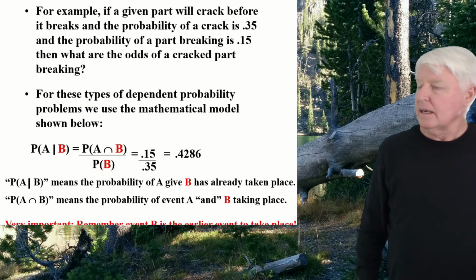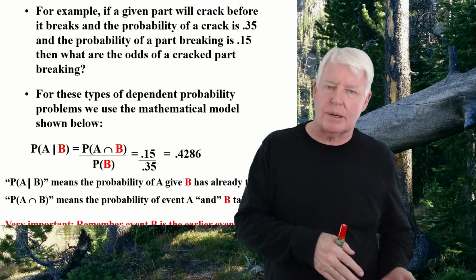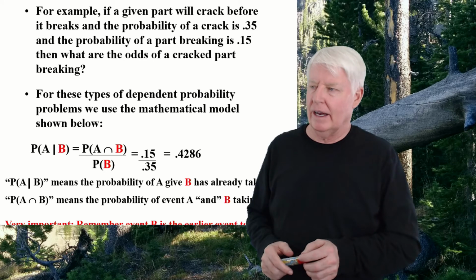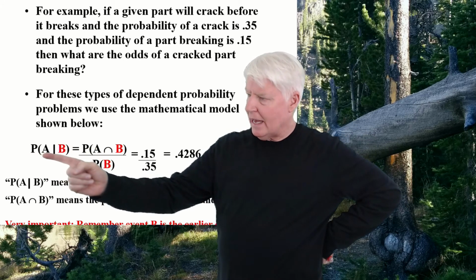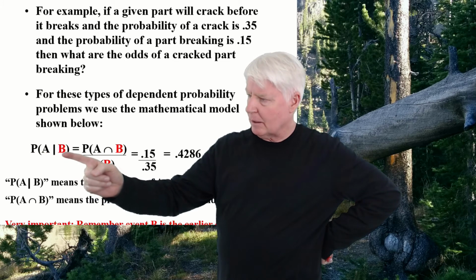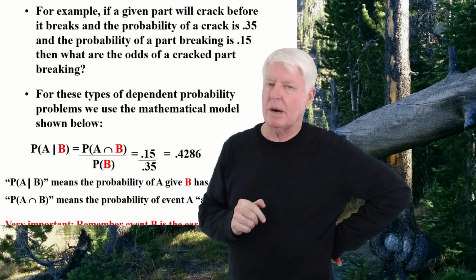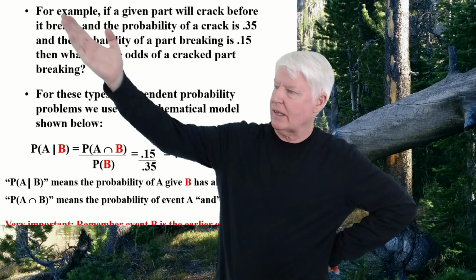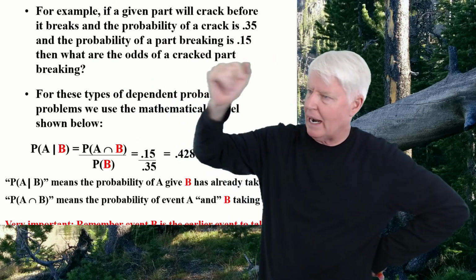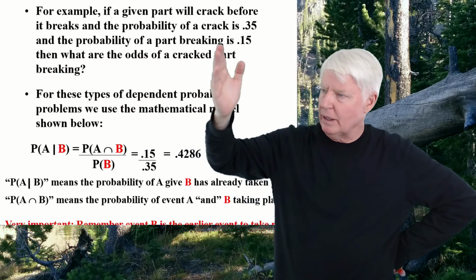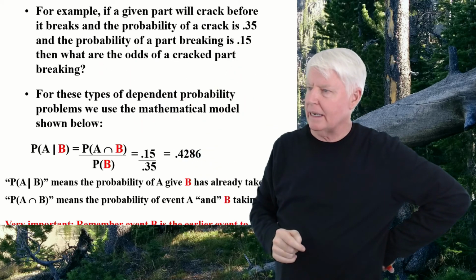Okay, now we're going to do the one where it's an and statement, but the assumption of independence is not met. Now we're going to divide. And remember how this problem works. It says the probability of A given B has already taken place equals the probability of A and B taking place divided by the probability of B. Now let's read the example problem. If a given part will crack before it breaks, and the probability of a crack is 0.35 and the probability of a part breaking is 0.15, then what are the odds of a cracked part breaking?